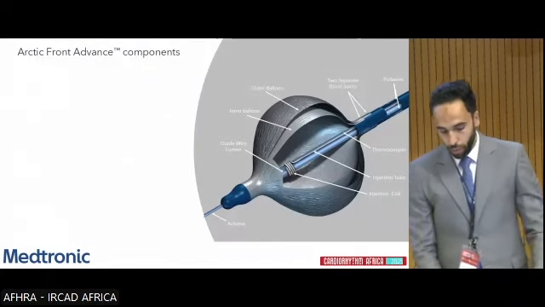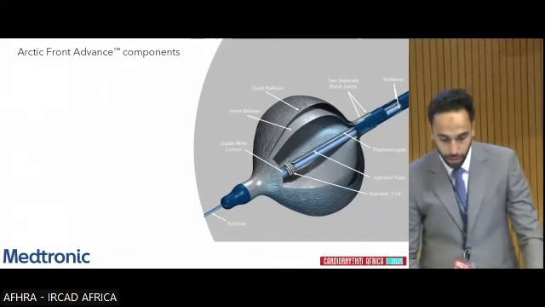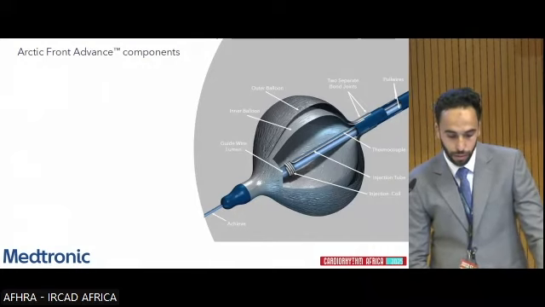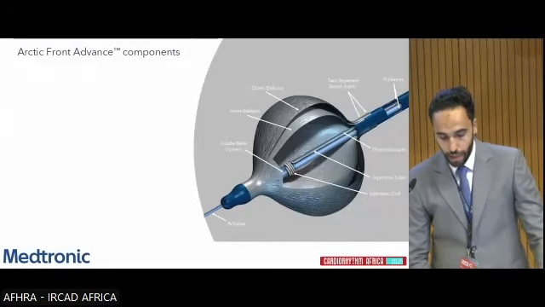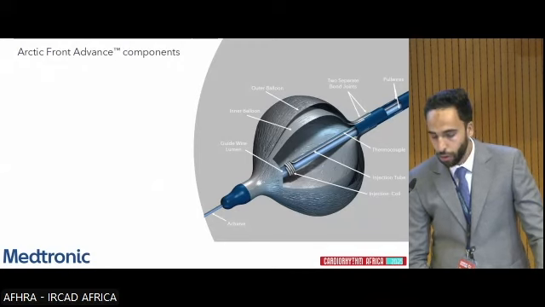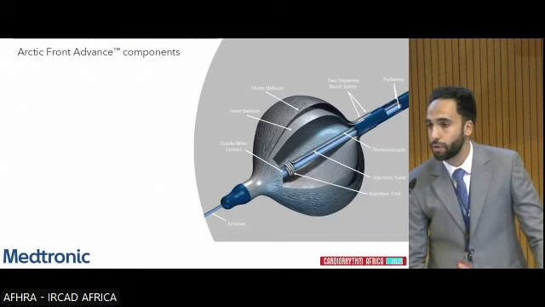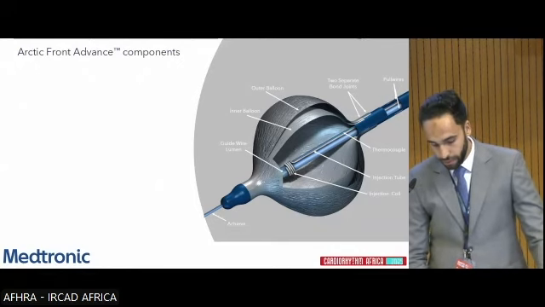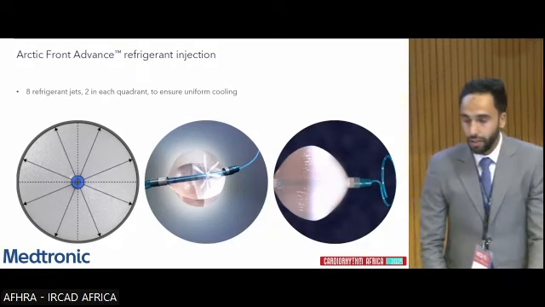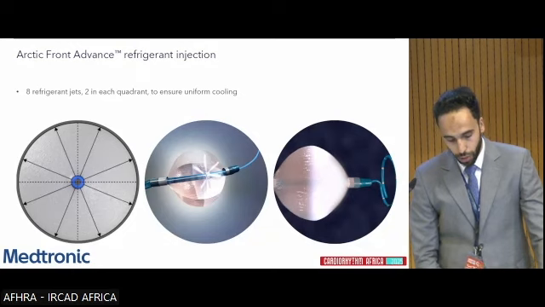This is the component of the CRYO balloon. We have an inner diameter, inner balloon and outer balloon, guide wire, thermocouples, injection tube, and injection coil. The injection coil is responsible for changing the N2O from liquid phase to gas phase. Every CRYO balloon has 8 refrigerant jets, 2 in each quad, to ensure uniform cooling.